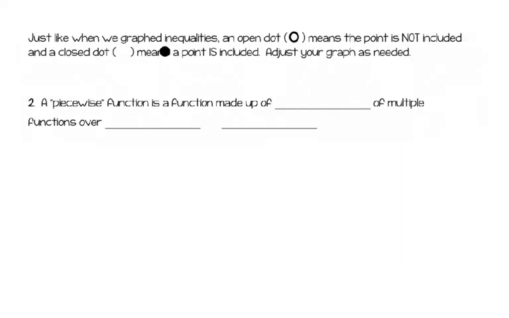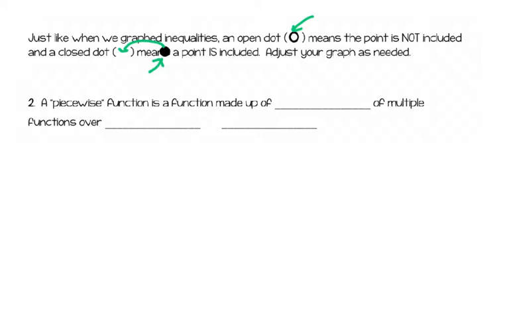When we graphed inequalities, the open dot means that it's not included, and a closed dot means it is included. That actually should be in there. Okay, adjust your graph as needed. So when we talk about piecewise functions, you're going to either have an open dot or a closed dot, and you have to pay attention to what the inequalities are.